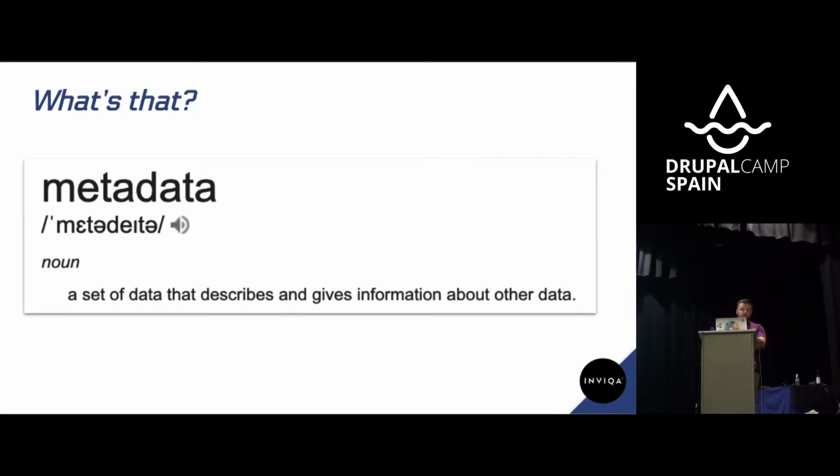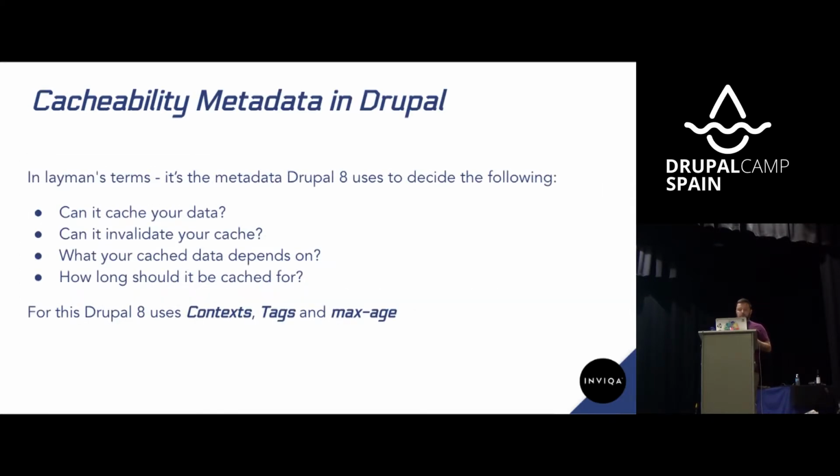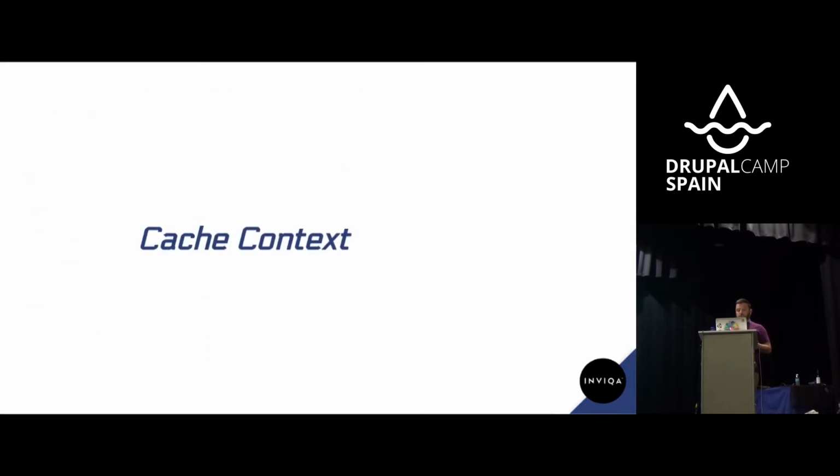For that, Drupal 8 uses something called cacheability metadata. Let's break this down. Metadata, according to Google's helpful explanation, is a set of data that gives information about other data. In Drupal 8, cacheability metadata essentially means the stuff that Drupal 8 uses to tell if it can cache your data, if it can invalidate your cache, what your cache depends upon, and how long it should be stored for. For this, cache context, tags, and max age are used. We'll go through each one of them in more detail, so the cache context comes first.